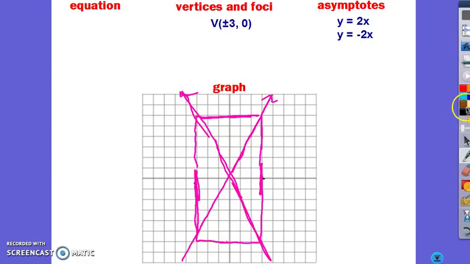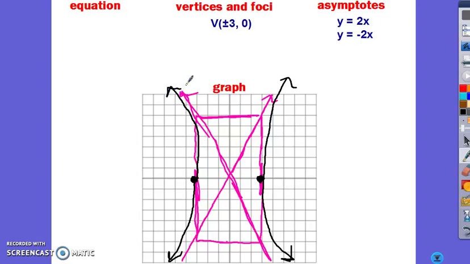Now they call those vertices, so that means there's actual points there. And this is also sort of a wide open one, hitting at those vertices. Opening side to side tells me I want to start with my x squared, minus for hyperbolas, and I went 3 and 3, so 9, and I went 6 and 6, so 36. I'm going to skip foci because I want to get to this last example.